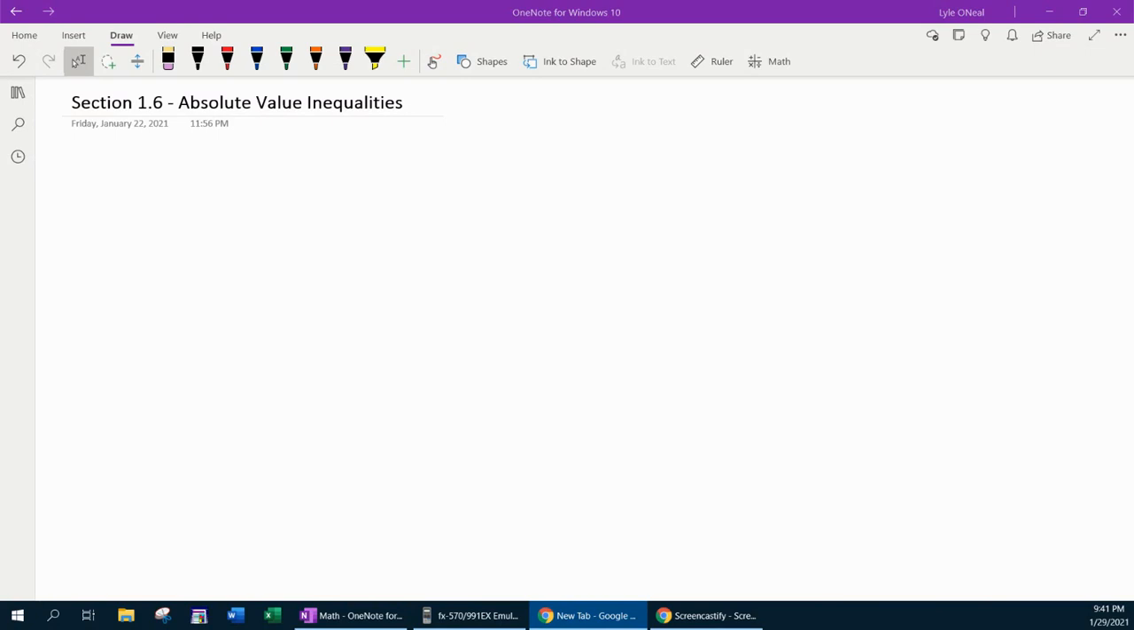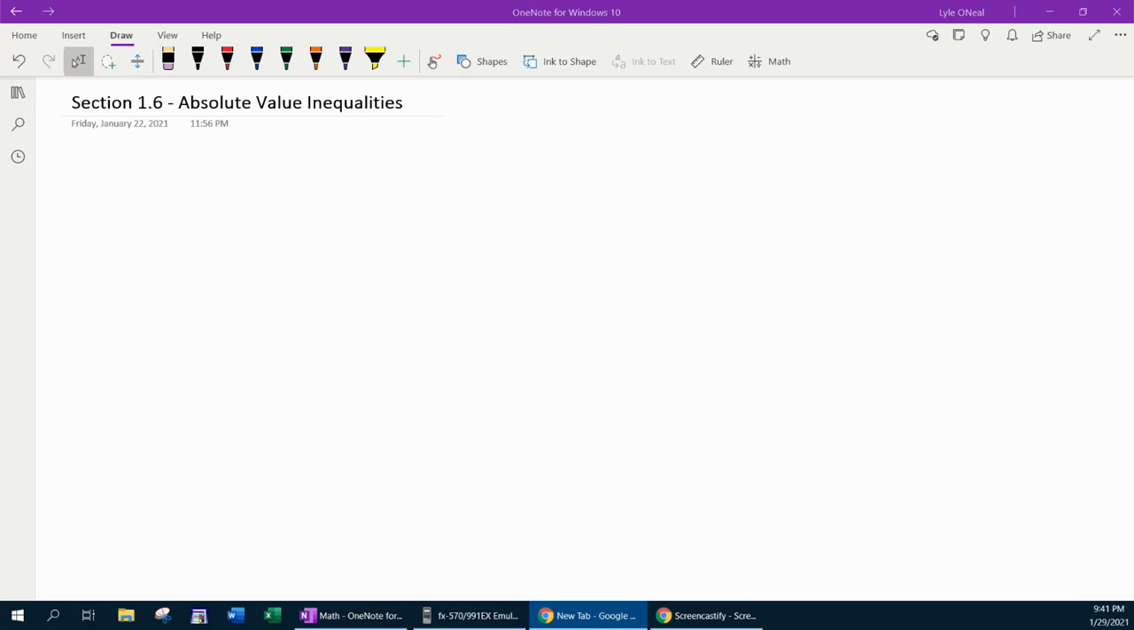Let's get started. In this lesson, I'm not going to jump straight into the examples first. We're going to look at some special cases that you need to be aware of. These absolute value inequalities can be a little bit tricky if you're not paying attention.